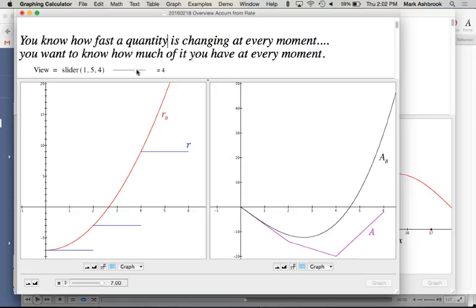So one more time. Exact rate of change. We build approximate rate of change. And we build approximate accumulation. And then the last step we haven't got to yet. How do we get exact accumulation?